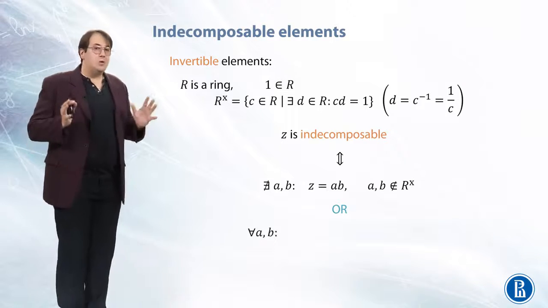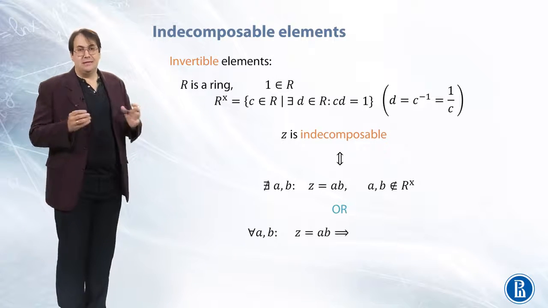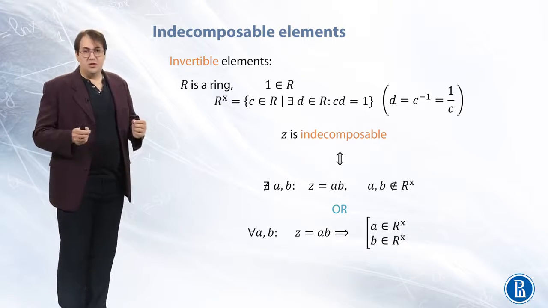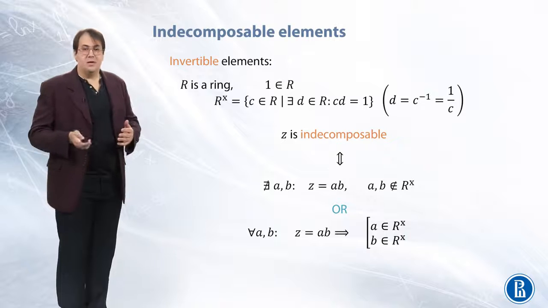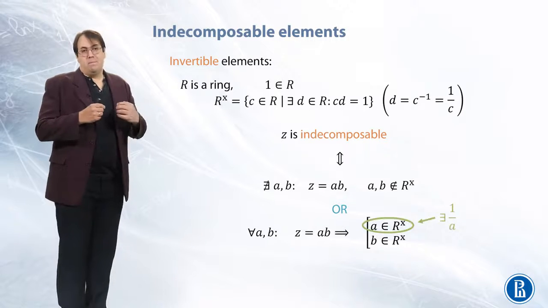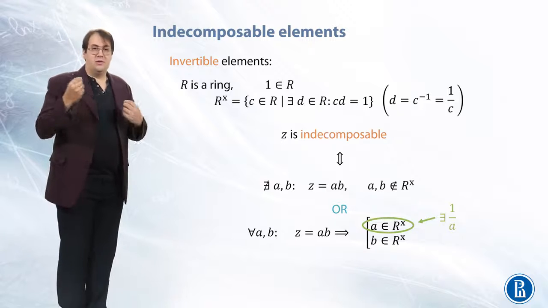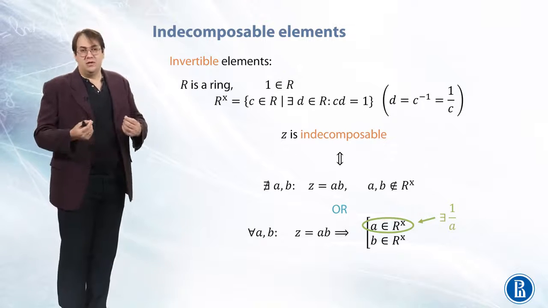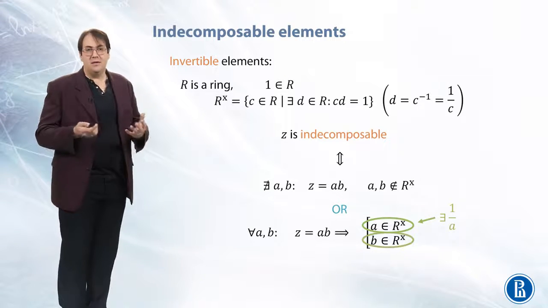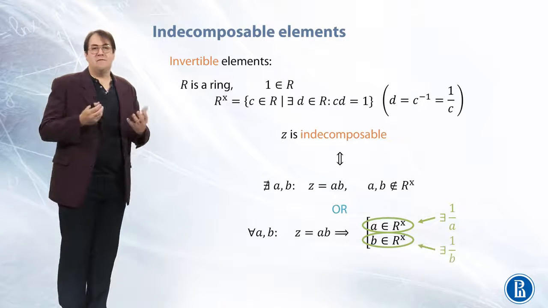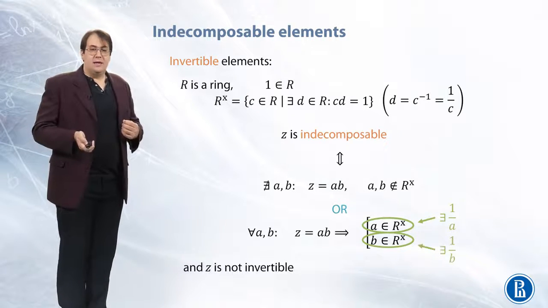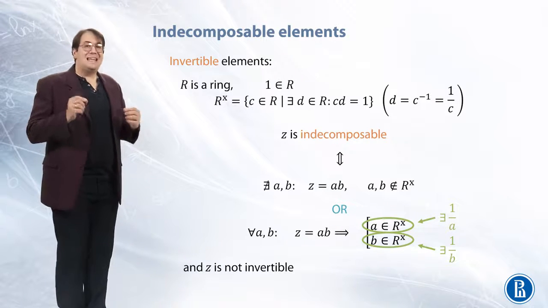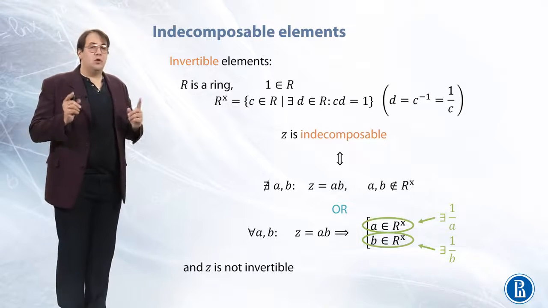Or we can say it in other words. We can say that for any two elements A and B such that Z is equal to their product, one of these elements must be invertible, either A or B. And let me just remind you that A belonging to R multiplicative means that there exists 1 over A, an element which is inverse to A, and B being invertible means that we have an element equal to 1 over B.